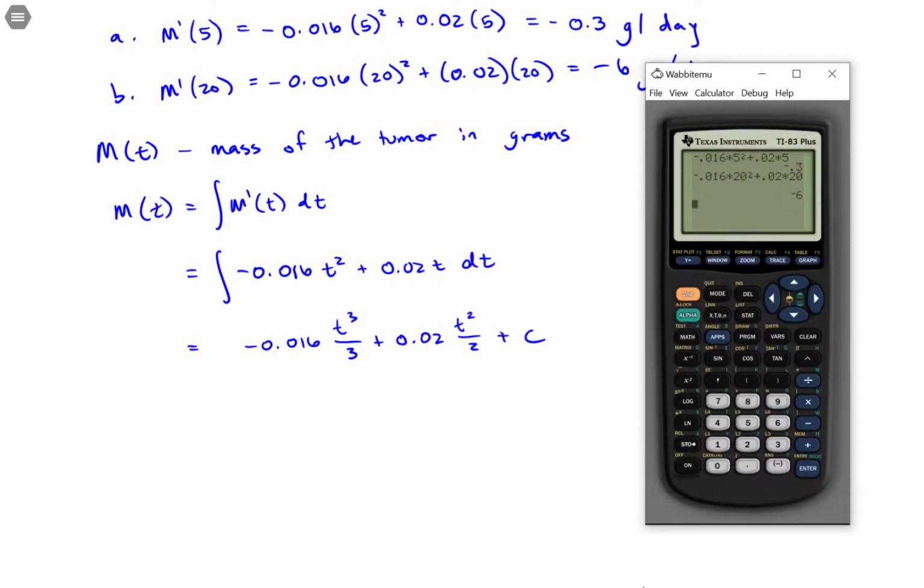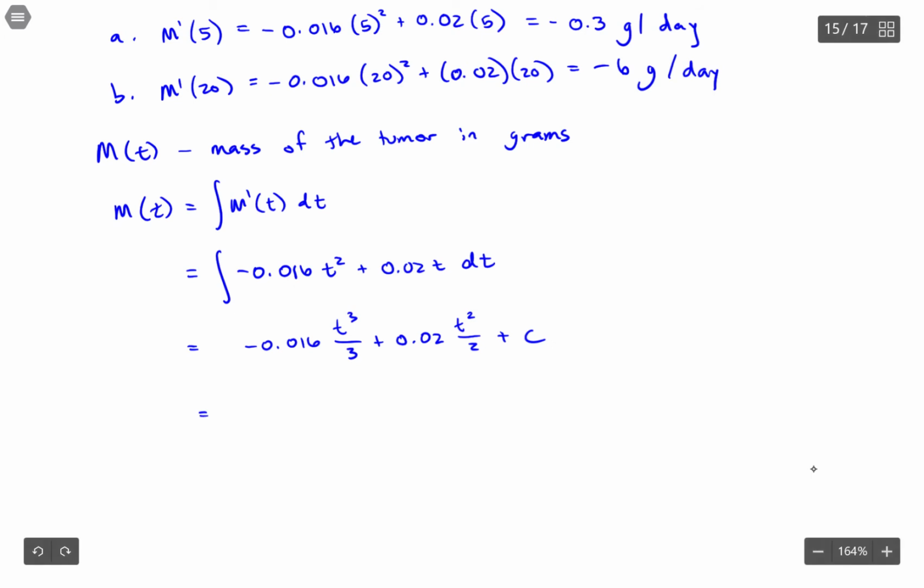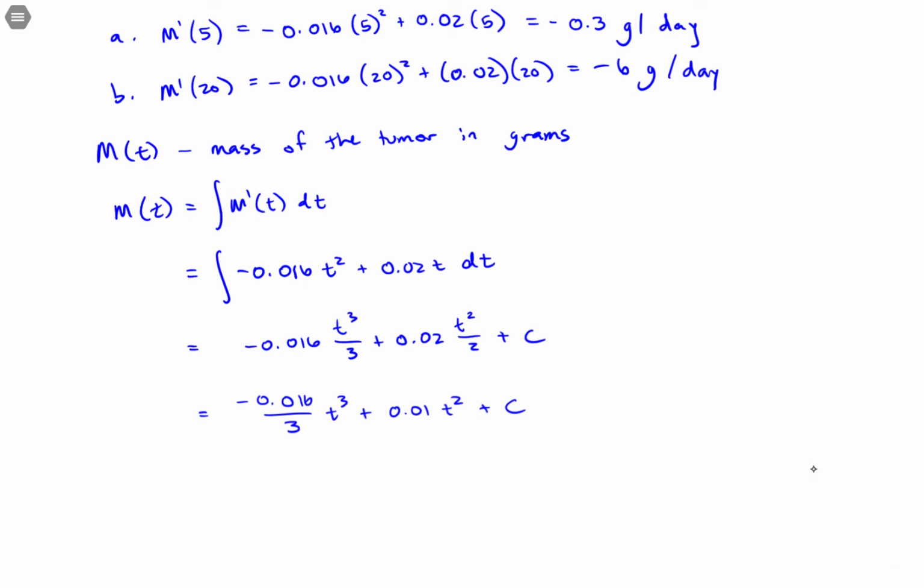Now, 0.016 divided by 3, that doesn't divide evenly. I think I'll just leave it as such. So we'll just leave this negative 0.016 divided by 3 t cubed. This would just be 0.01 t squared plus c. Now, at this point, students usually have kind of quit writing in plus c's, but they're extremely important.